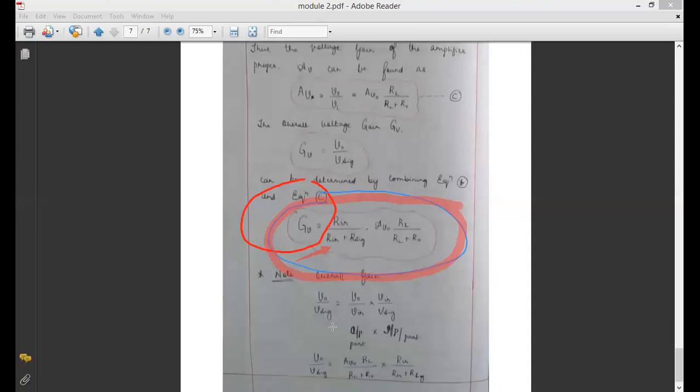Okay, so GV is equal to V naught by V in is this one, V in by V signal is this. So this is the formula for GV. Very, very important. Did you all understand? Should I repeat? Neha, latecomer Neha, should I repeat once again? Please answer.